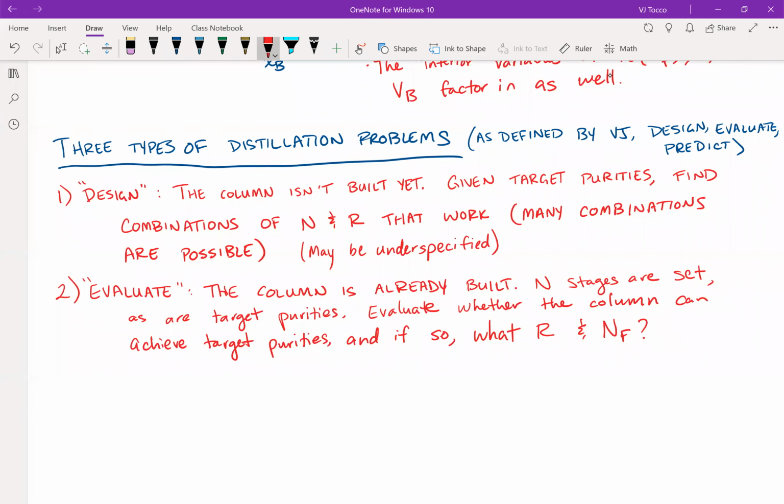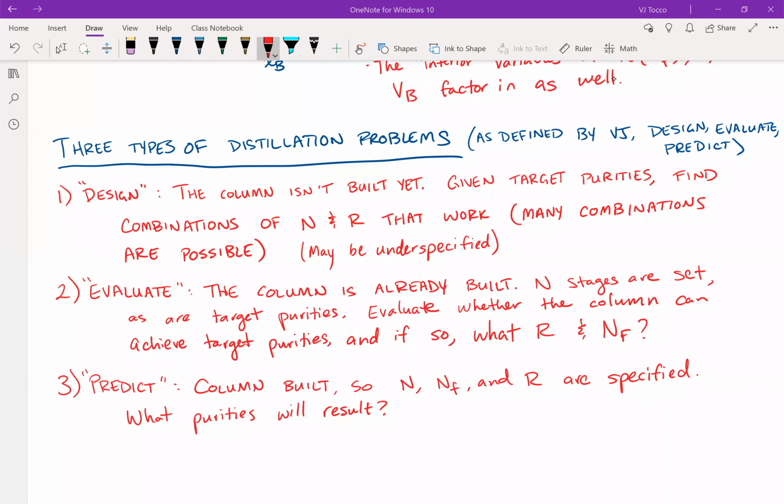The second type of problem is the evaluate type problem. What I mean is you're evaluating a particular existing column for your purposes. Since the column is already built, you have N stages that are set and cannot change. And you also have a target purity. So you're evaluating whether or not this column of N stages can achieve your target purities. If so, the evaluate type problem asks you to calculate the reflux ratio and the feed stage that you should use. Once again, there are a number of different combinations that you can use, and oftentimes you'll have a best combination of reflux ratio and feed stage. So while N stages are set, you can move which stage the feed goes into.